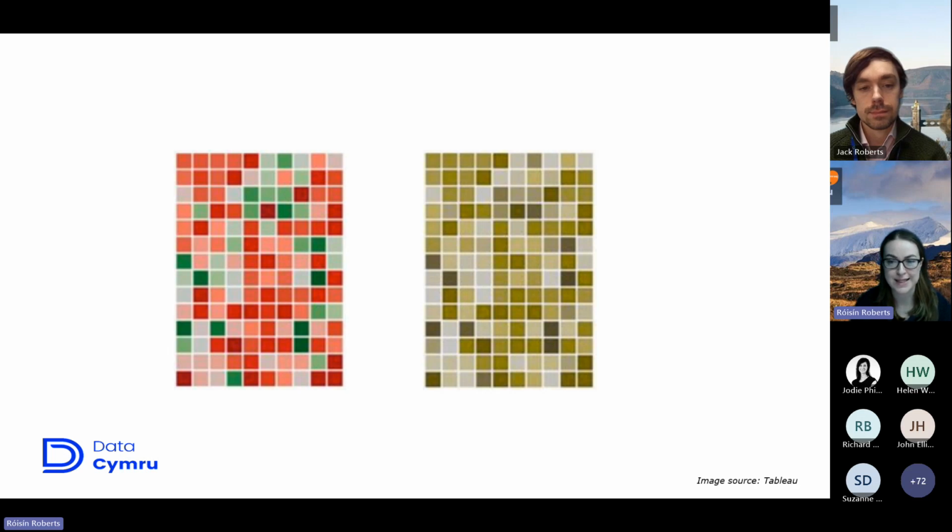The first thing to think about is how much work are we asking our audience to do here? But that's not the main issue. If you're 1 in 12 men or 1 in 200 women, this chart looks completely different. It will look more like this. While it's still possible to see differences in the colour and the tone of the squares, it's far more challenging to interpret than the visual on the left.